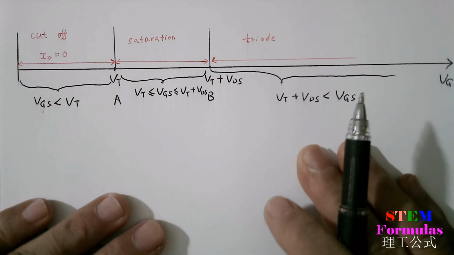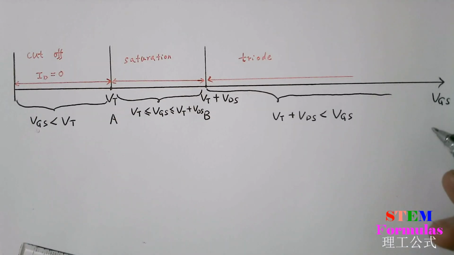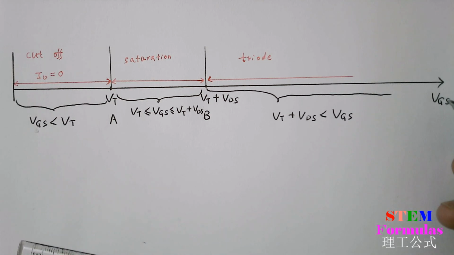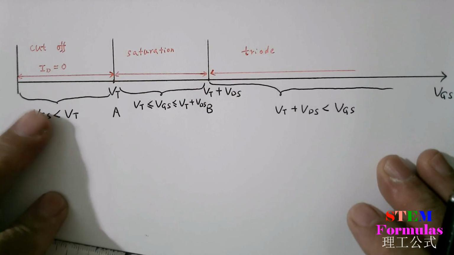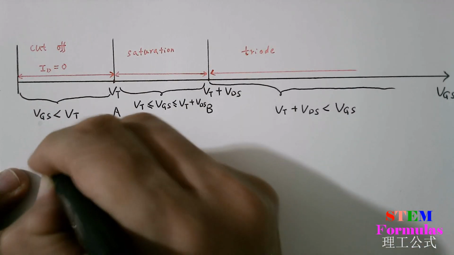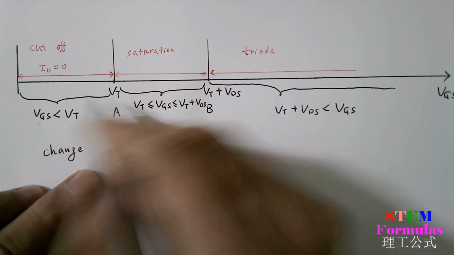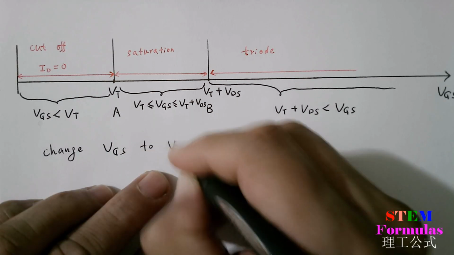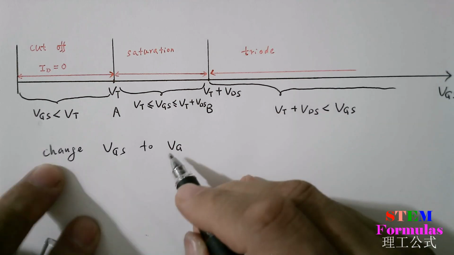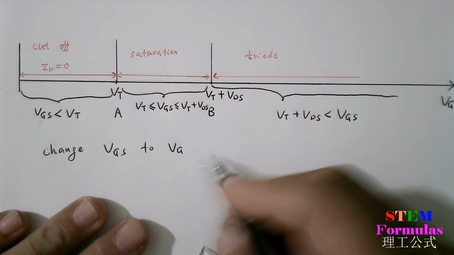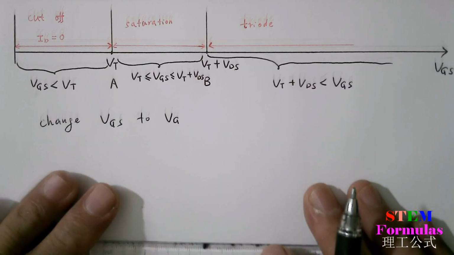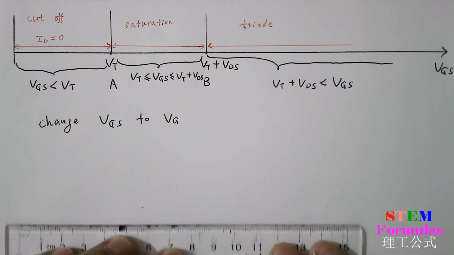Now, to program in Matlab, this variable VGS is not convenient. What we do here is, we want to change this variable VGS to VG for programming in Matlab. It's easy to program in Matlab. So what I will do is draw another picture like this.